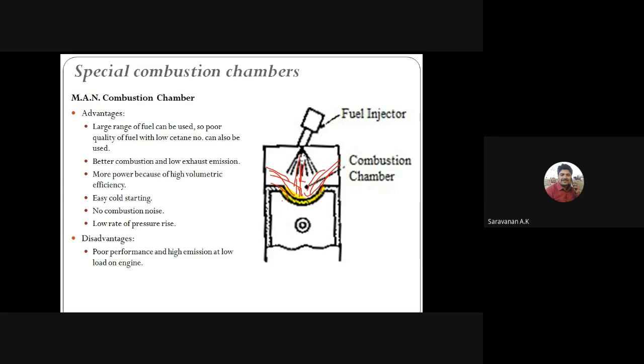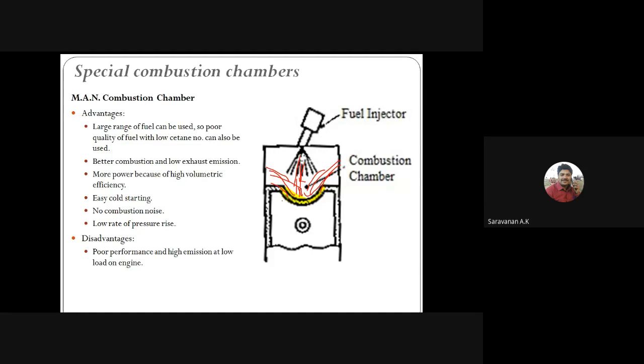It is undesirable, right? But here also we have some advantages and some disadvantages. A large range of fuels can be used here, and poor quality fuel with low cetane numbers also can be used. Then there is better combustion, low exhaust emission, and more brake power, so more power will be there.